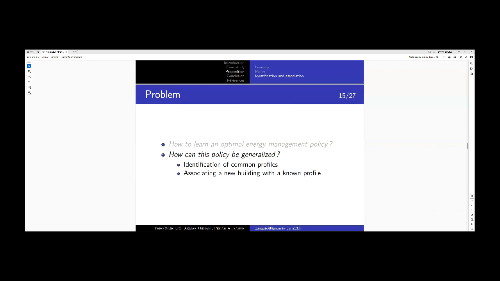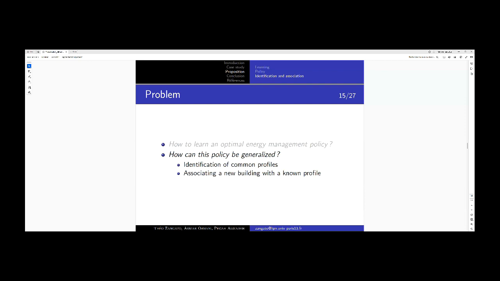So now that we know how to learn an optimal energy management policy, how can this policy be generalized? You can use two naive approaches. The first one would be to learn a global policy for every building, but it may be really complicated because there's a lot of building types. So maybe it won't apply to every building and you have a suboptimal policy. The second naive approach would be to learn a policy for every building. But in practice, it's hard to deploy such a system because there's a multitude of buildings and so you have to retrain an agent each time.